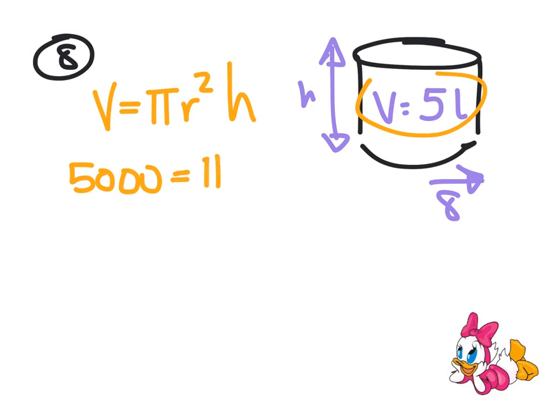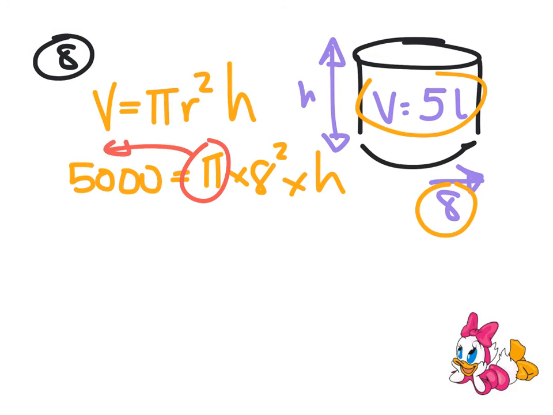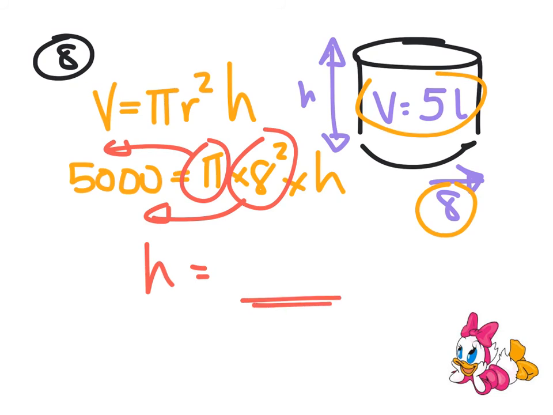Equals pi times, question tells us the radius is 8, times the height. Now it's a wee bit like the last question. The pi needs to move over, the 8 squared needs to move over, and then you're left with what the height is.